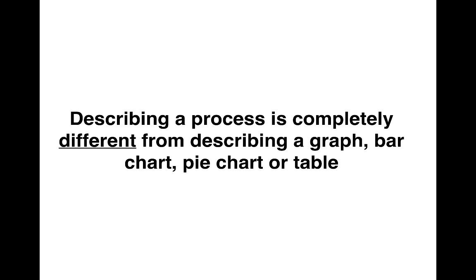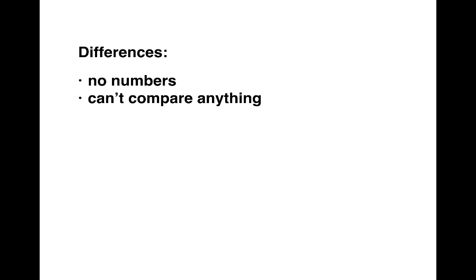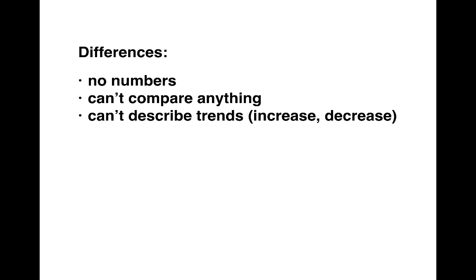Describing a process is completely different from describing a graph, bar chart, pie chart or table. Let's look quickly at some differences. No numbers. You won't see any numbers in a process diagram. You can't compare anything. You're just looking at steps one after the other. There's nothing to compare. And you can't describe trends, increase, decrease. There's nothing going up or going down. So we can't do most of the things that we usually do.